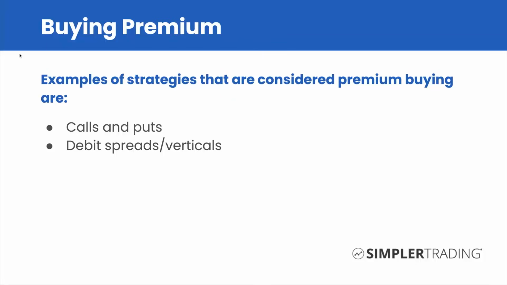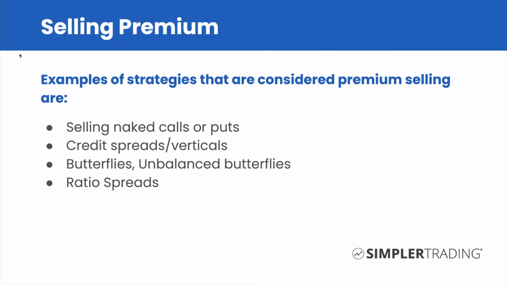Buying premium. Some examples of strategies that are considered buying premium are going to be simple calls and puts, or debit spreads, or verticals. Selling premium. Examples of strategies that are considered selling premium are selling naked calls or puts, selling credit spreads or verticals, butterflies and unbalanced butterflies, which are more advanced topics, and ratio spreads, which again are further more advanced strategies.